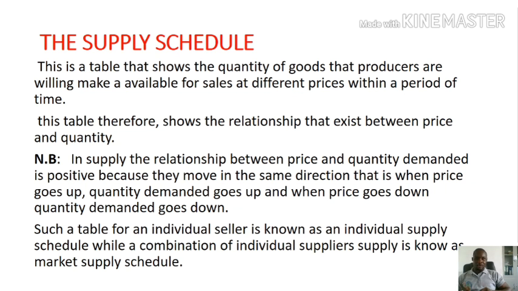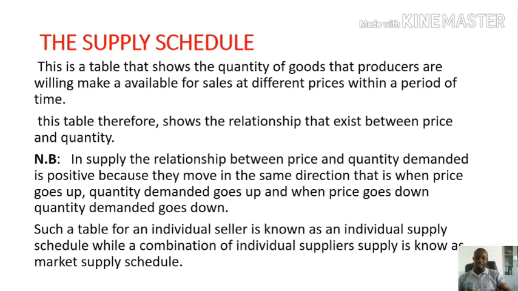Alright? In demand, as price goes up, quantity demanded does what? It comes down. While in supply, it's positive. This relationship is positive because price and quantity move in the same direction. As price goes up, quantity supplied goes up. While in demand, when price goes up, quantity demanded goes down. So I hope you're beginning to understand the relationship. We are saying that the relationship between price and quantity in supply is positive because price and quantity move in the same direction.